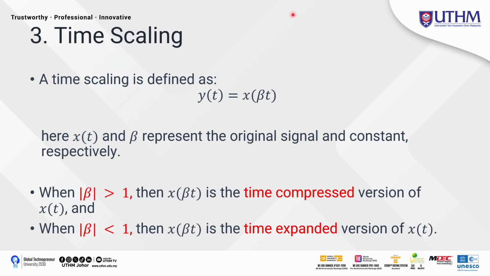Next is the time scaling. Time scaling can be defined as y(t) equal to x(beta t). The beta here is a constant, or we call it a scaling factor. If modulus beta is more than 1, the signal is time compressed. And when modulus beta is less than 1, it is time expanded.